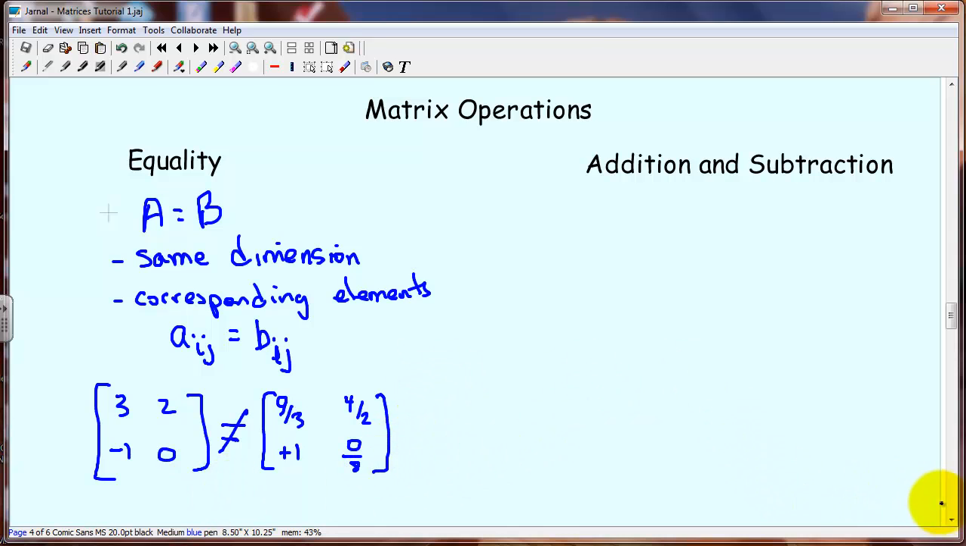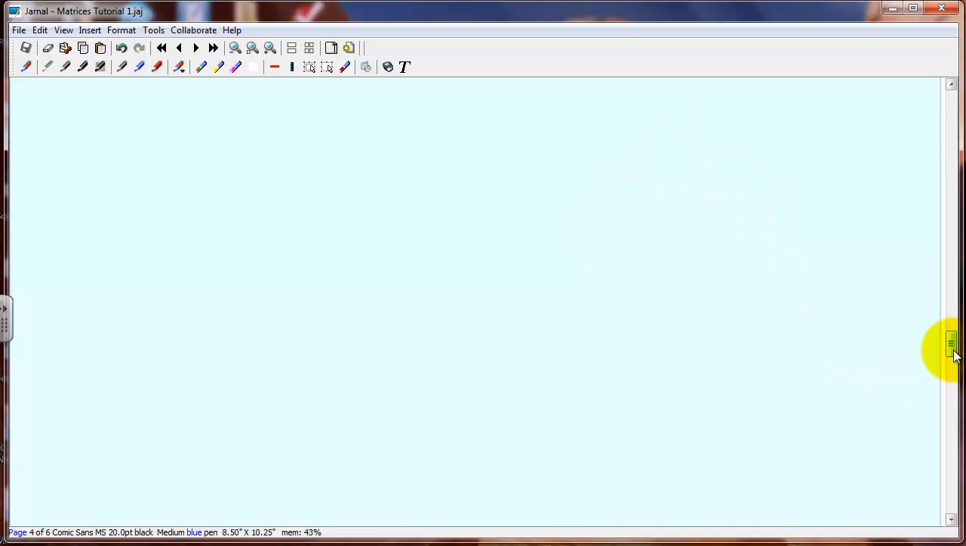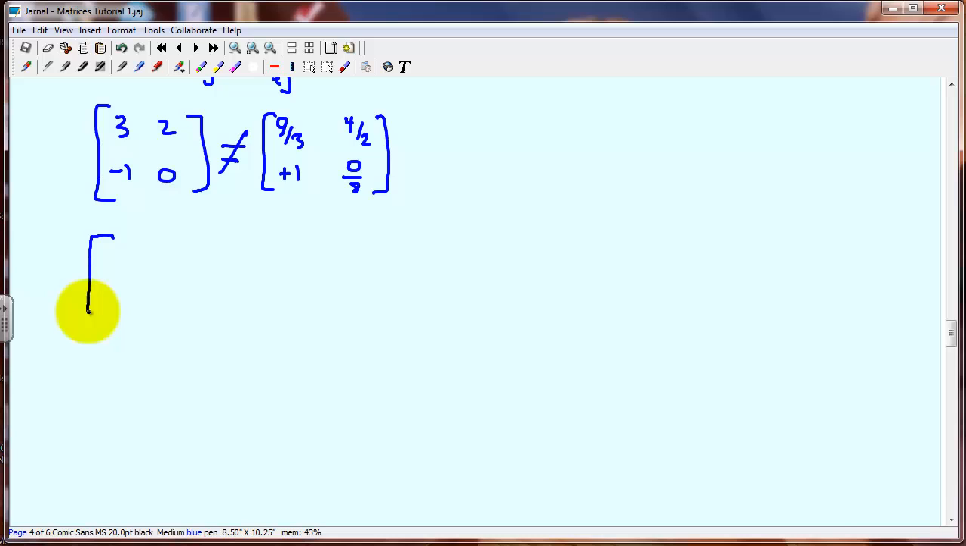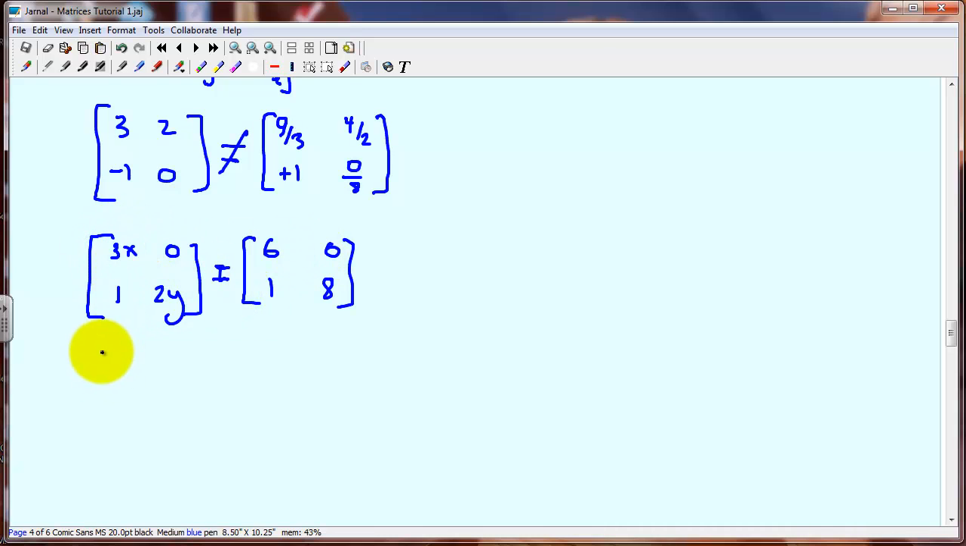We might have a problem where we have something like 3x, 0, I'll make this simple, 1 and 2y, equals 6, 0, 1, 8. So to make those equal, those zeros match, those ones match, so here 3x would need to equal 6, so x has to be 2, and 2y must equal 8, and therefore y must equal 4. So the only way that those two matrices would be equal is under the conditions that x and y have those values.